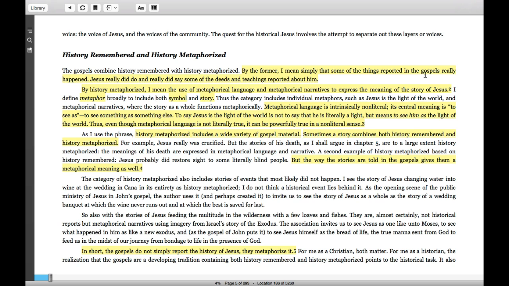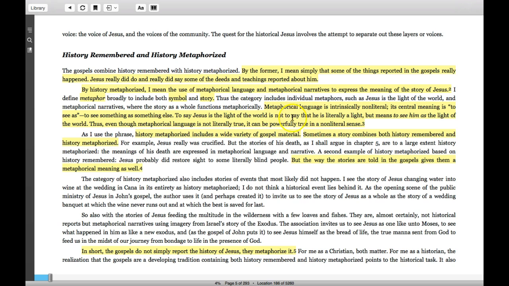Marcus Borg really believes that Jesus did, when he marched into Jerusalem in the last week of his life, go into the temple and overthrow the money changers' tables. He really did do that. For Marcus Borg, that's history remembered. By history metaphorized, Marcus Borg means the use of metaphorical language and metaphorical narrative to express the meaning of the story of Jesus. He says he defines metaphor broadly to include both symbol and story.